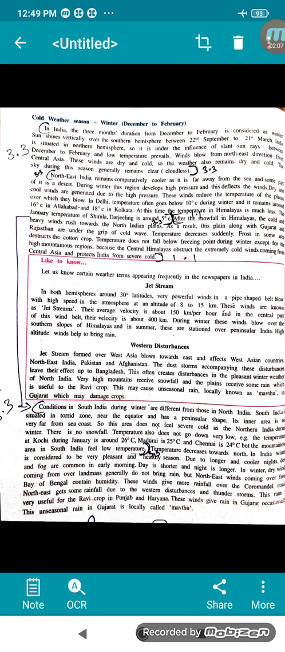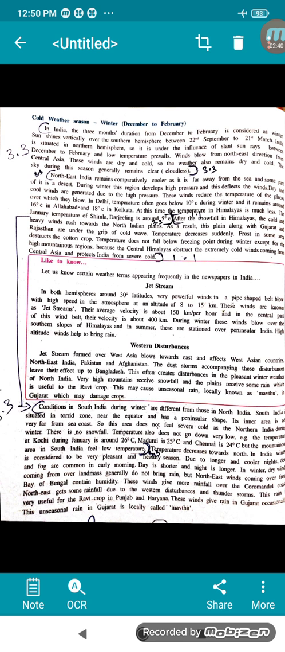Now we'll go to the next point, on page 124, cold weather, December to February. In India, the 3-month duration from December to February is considered as winter. The sun shines vertically over the southern hemisphere between 22nd September and 21st March. India is situated in the northern hemisphere, as I already told you. So it is under the influence of slant sun rays between December and February, and that is why we have low temperature.